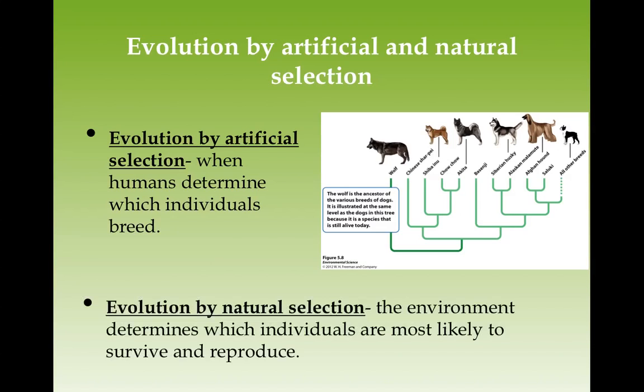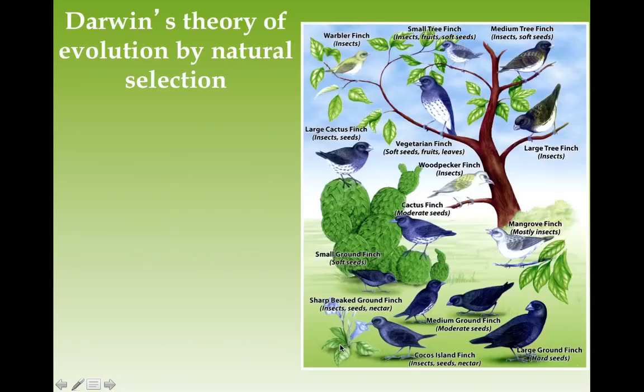And then there's also, of course, the evolution by natural selection. So this is when the environment, not us, Okay, so the environment is what's determining which individuals are most likely to survive and reproduce. Okay, so of course Darwin is kind of the scientist who put a bunch of different ideas together to come up with this theory of natural selection.